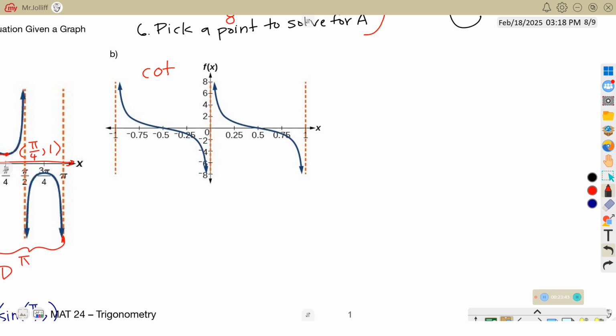Perfect. That's exactly right. This looks like a classic cotan, but it doesn't look like it has the same period, because look at what we're counting by on the axis. So it's probably been stretched horizontally.